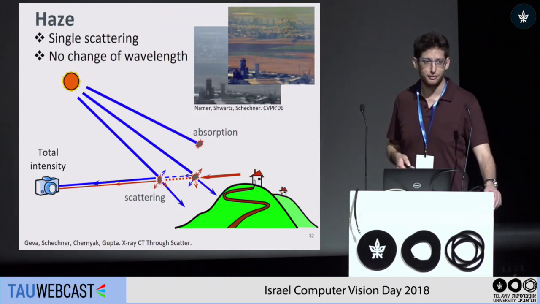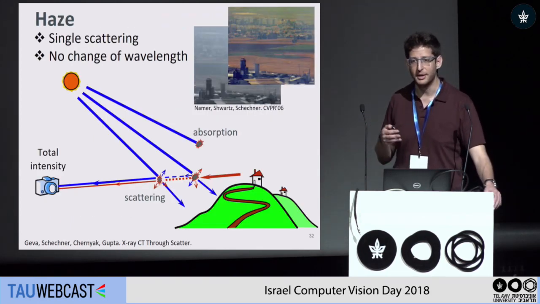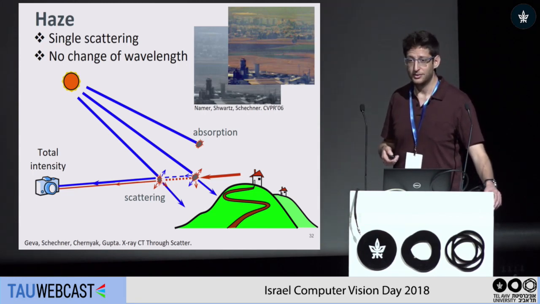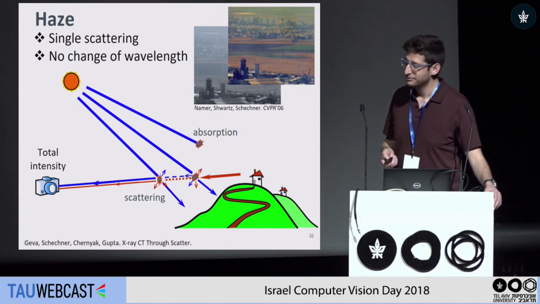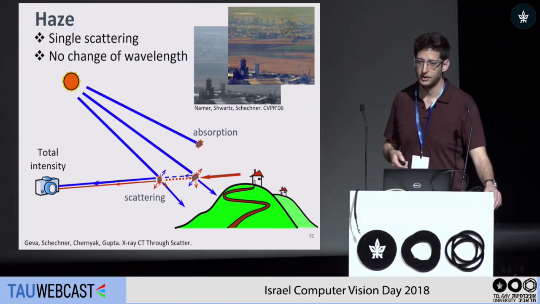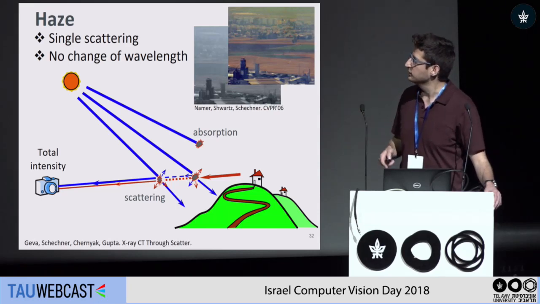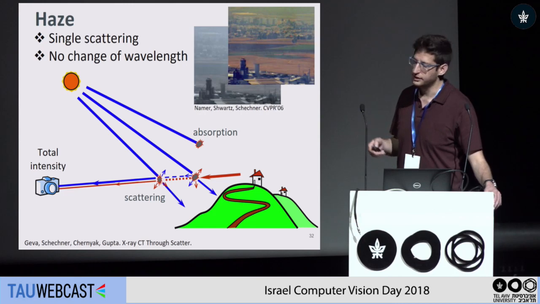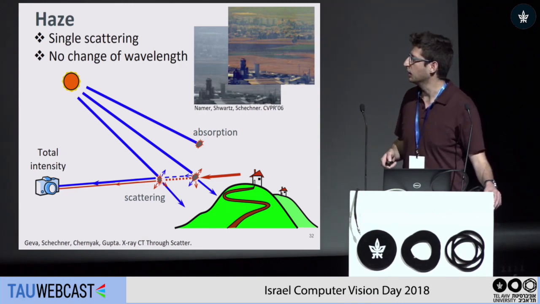But let's pause for 1 second and discuss a phenomenon that is familiar to many of you: haze. In the attempt to perform dehazing to an image, the principal model in computer vision has several assumptions. That the light scatters only once on its path from the sun to the camera, that scattering does not occur inside the imaged object, and that the light maintains its wavelength throughout.